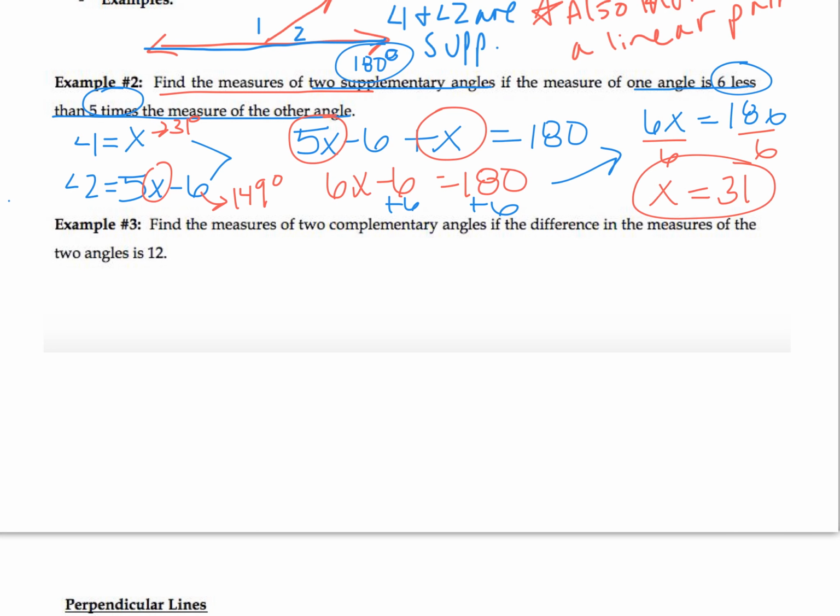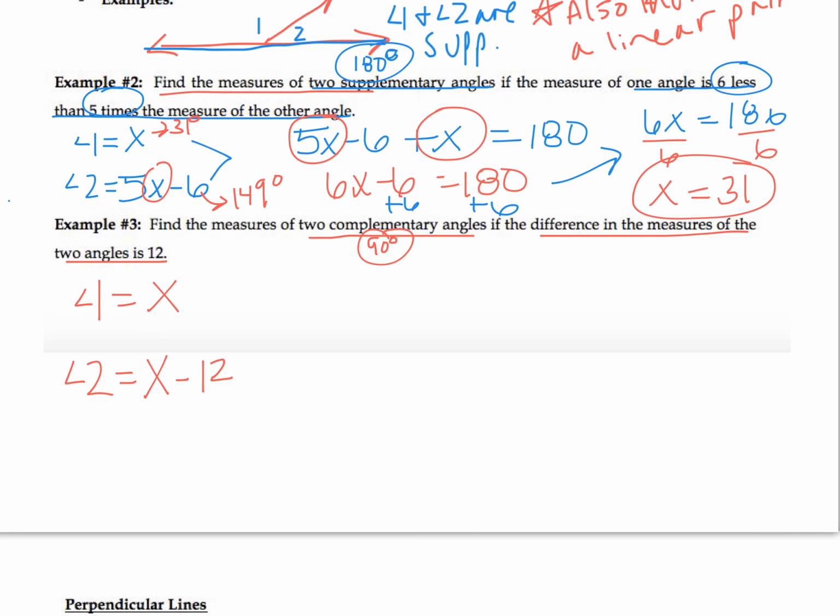Okay, let's do this next one. Find the measure of two complementary angles. We know those add up to 90. If the difference in the measures of the two angles is 12, so let's do this again, angle 1 and angle 2. Each of these angles are going to add to 90. We don't know one of them, but we know another one of them has a difference of 12. You could also do an addition of 12 and find the measure of the bigger angle. It doesn't really matter. Let's stick to it this way.